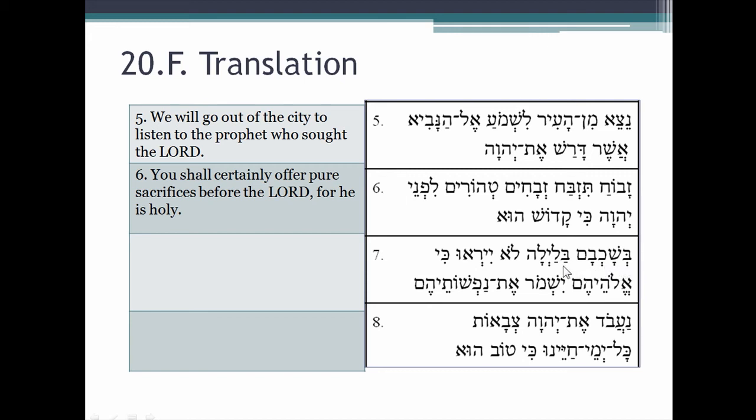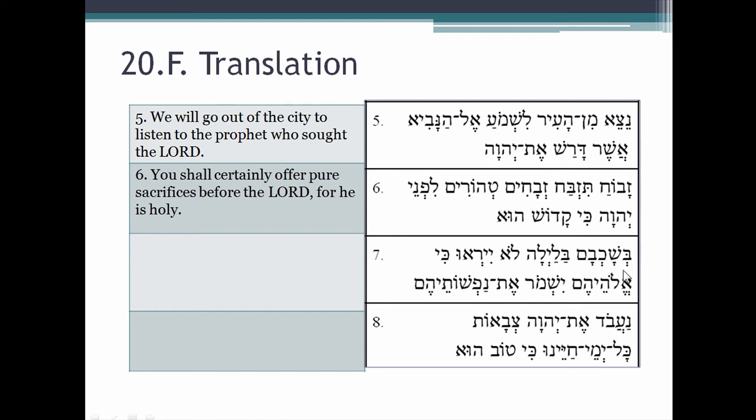Number 7: B'shokbam balayla lo yir'u ki Elohehem yishmor et nafshotehem. So what's our first word here? Well, we have a preposition, bet, easy to spot. Then our next three letters, shakav. We should know our vocabulary well enough to know that is a coherent verb lemma, shakav, to lay down, to lie with. So that should give us pause. We have a preposition, bet, attached to a verb form. That is infinitive construct territory.